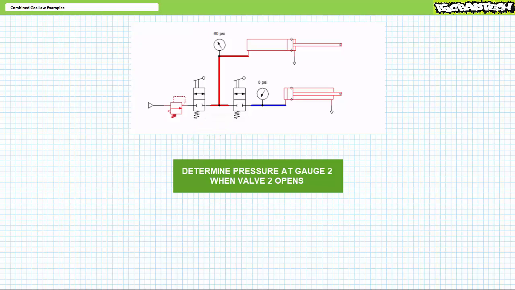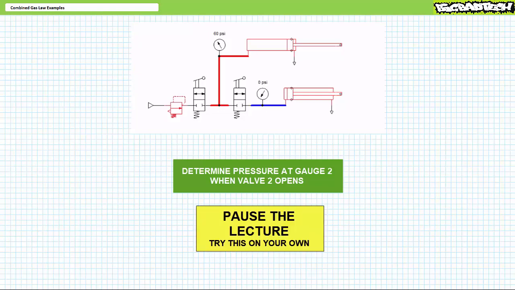If you're looking for cylinder dimensions, pick some. The key is cylinder 1 and cylinder 2 are identical and unloaded. For the purposes of this problem, we're assuming temperature remains constant. Again, cylinder 1 and cylinder 2 are identical and unloaded. I'll give you a hint. I'm basically doubling volume when I open valve 2. By all means, pause the lecture and try this on your own. If you're tracking, you should have obtained the following results.